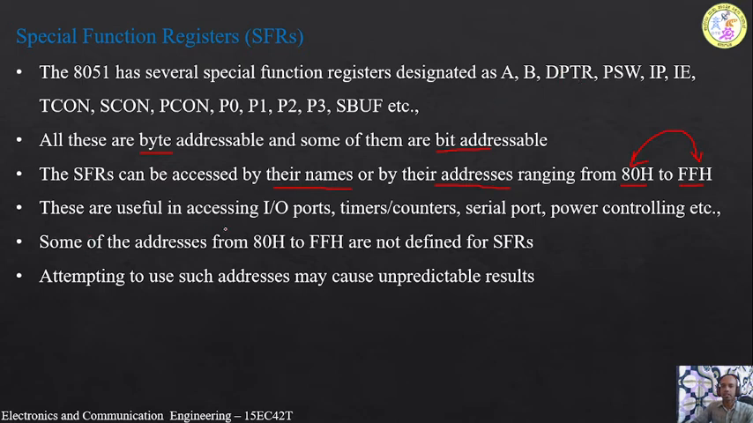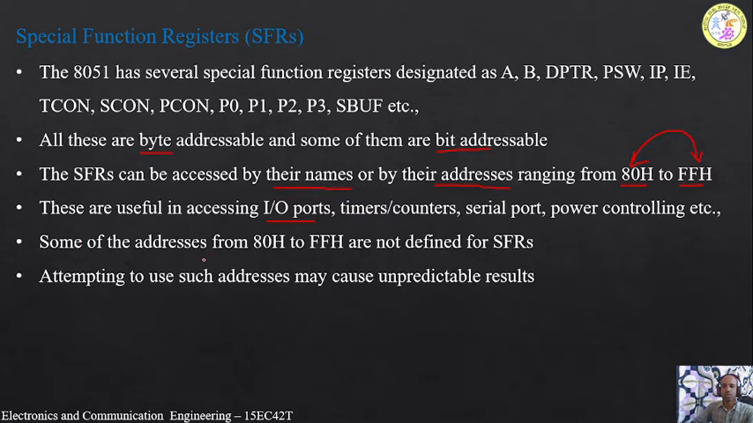These are useful in accessing the IO ports, timers, counters, serial ports, power controlling, etc. How to access the IO ports? We have P0 to P3, port 0, port 1, port 2 and port 3. By using these registers I can access the IO ports. IO ports are required whenever the microcontroller wants to interact with external devices, which we call peripheral devices. We can access the timers or counters, the serial ports and power controlling. So in order to access these devices, we must use the special function registers.